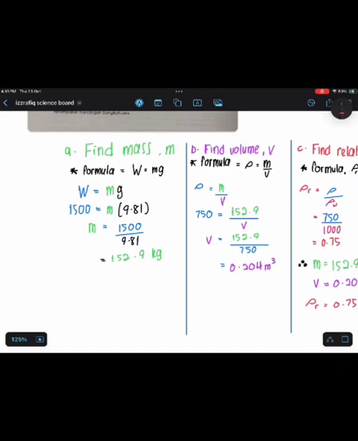we have to find the mass. So we will use the formula W equals mg. We have been given the weight. We know g is the gravitational acceleration, which is 9.81 based on the formula sheet given. So write down the value. Thus we get the mass m equal to 152.9 kilogram.